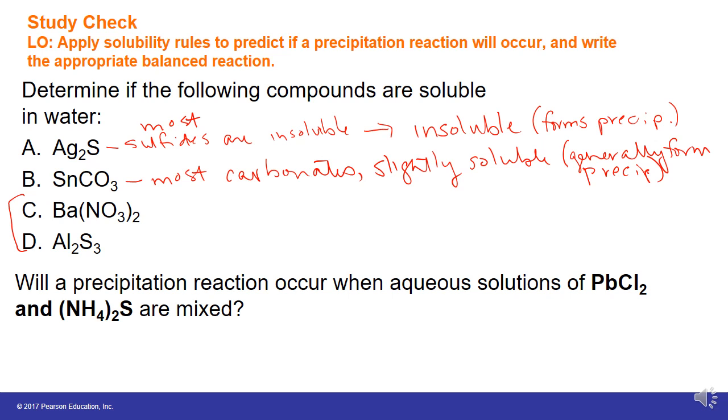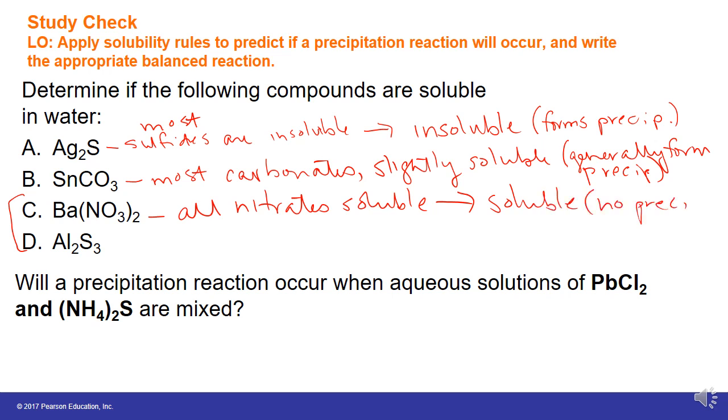All right, so what about barium nitrate? Well, from the rules, it says that all nitrates are soluble. So this guy would be soluble, and no precipitate would form if it was a product in a reaction.